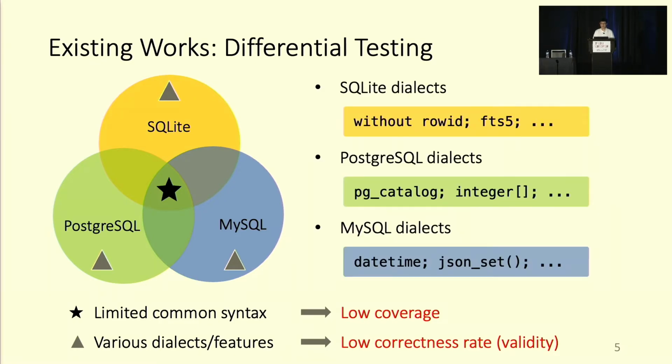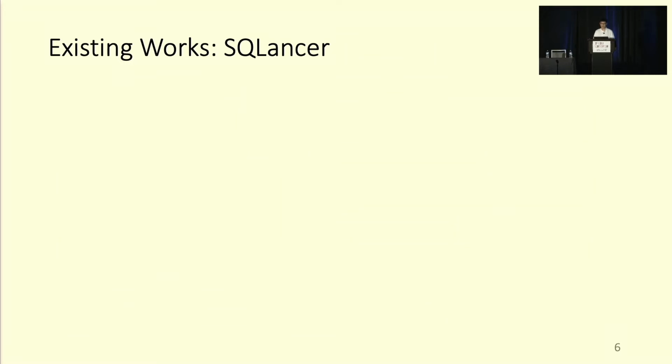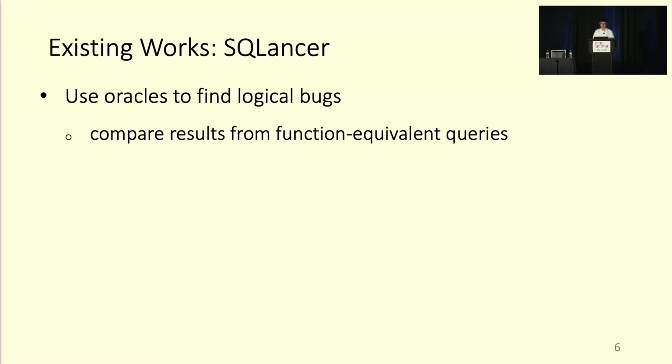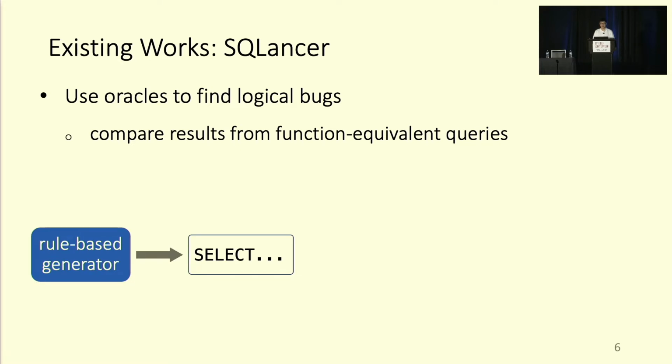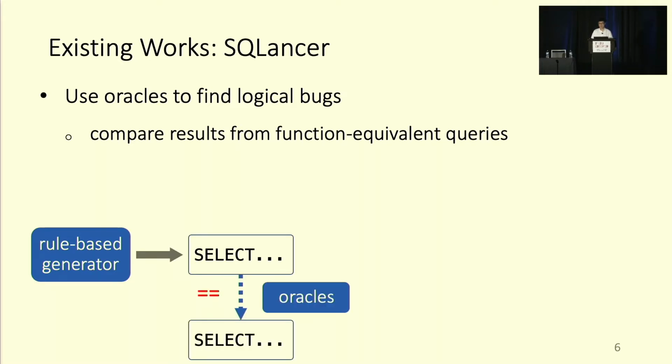These are some sample SQL dialects from DBMS. Another existing work is SQLancer. SQLancer uses oracles to find DBMS logical bugs. An oracle is a result verifier that can generate functionally equivalent forms of the query for the same DBMS and check their result inconsistencies for potential logical bugs. As a complete pipeline, SQLancer will generate its testing queries using a rule-based query generator, and then it uses the oracle to transform the query and check the results.